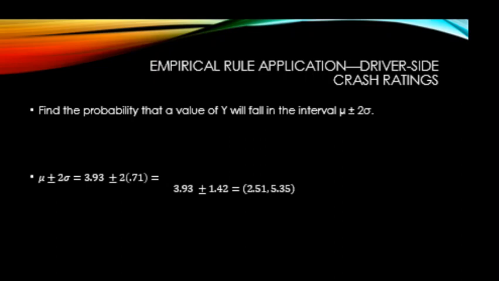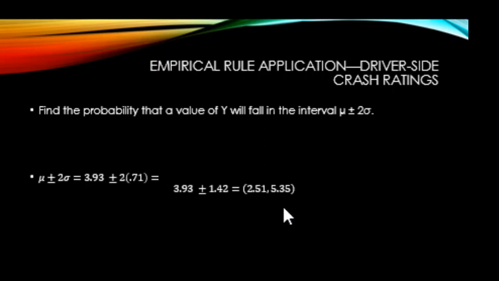So in this case, we already have the probability distribution. We need to figure out what are the values for mu plus and minus 2 sigma, and then we can simply add the probabilities for that range. So mu plus minus 2 sigma in this case is 3.93 plus and minus 2 times the standard deviation. Okay, so that gives us an interval of 2.51 through 5.35.